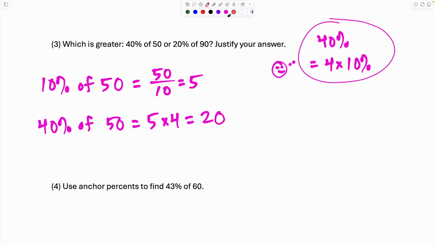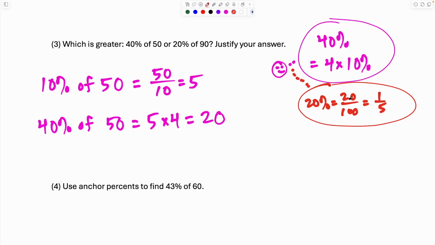But now let's find the other percent here. So 20% of 90. Now for this, you could just do 10% times 2, or if you think about it, 20% is equal to 20 out of 100. And this is equal to 1/5 if I divide numerator and denominator by 20. So if I want to find 20% of 90, I could also just take 90 and divide it by 5. I could also, once again, find 10% of 90 and double it, but I could just do 90 divided by 5. So it depends on which one you want to do. But that's why it really helps to understand what percents are, because then it gives you options.